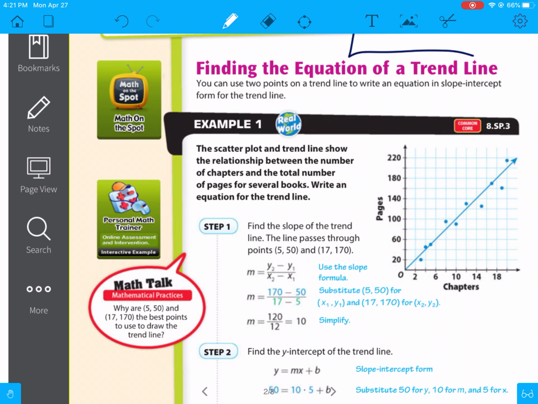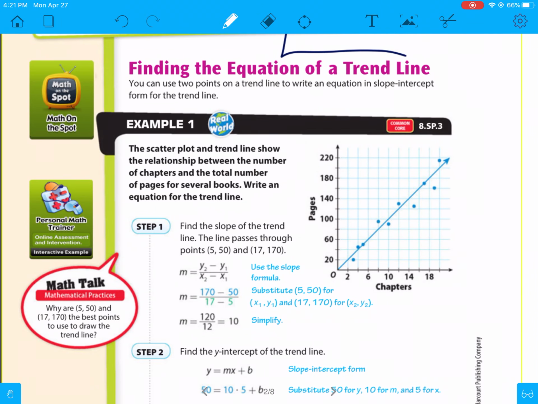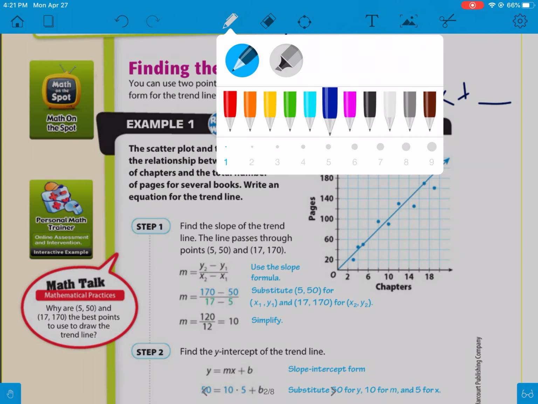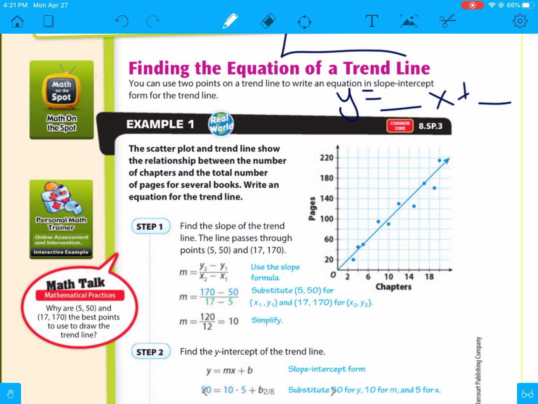All right, now what we have to do is find the equation of a trend line. You can use 2 points on a trend line to write an equation in slope-intercept form. So we're going to write this in y equals mx plus b. Just by looking at this graph, the b is where it crosses the y-axis, and that's going to be at 0. So we can just put a 0 in there right now.